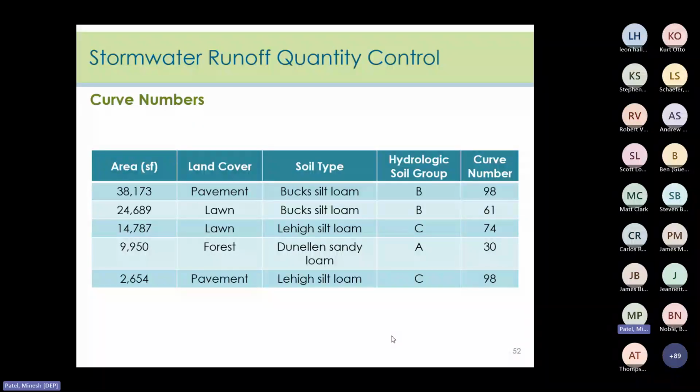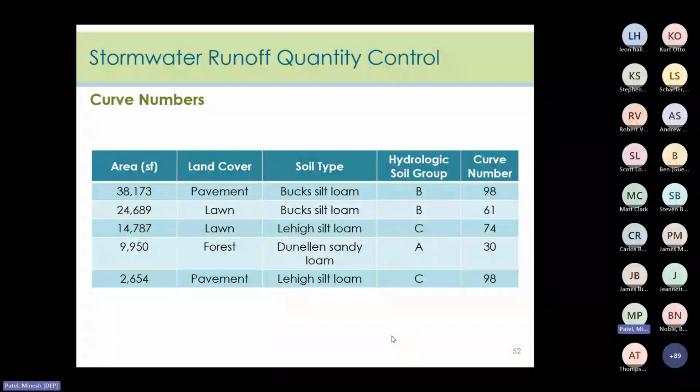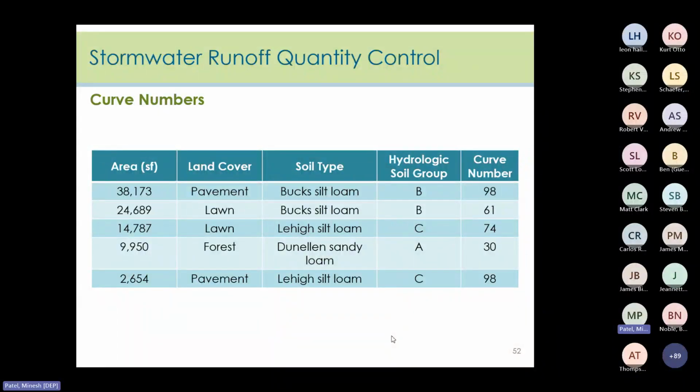Here's an example of what a land cover table might look like from an engineering report. You see here the land cover, the area of the cover, soil types, HSGs, and associated curve numbers. The reviewer must check these numbers and land cover types against what is shown on the plans. Sometimes you could see that they do not match up. So always check to make sure they correspond to each other.